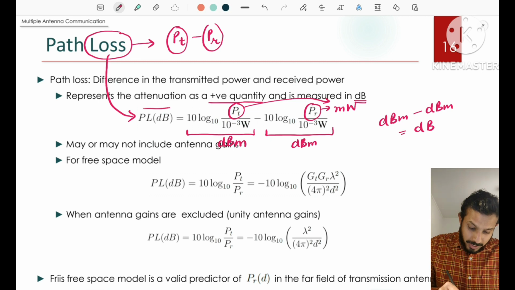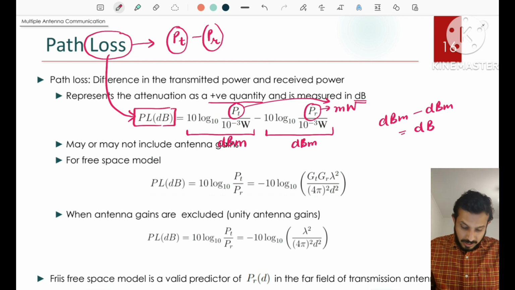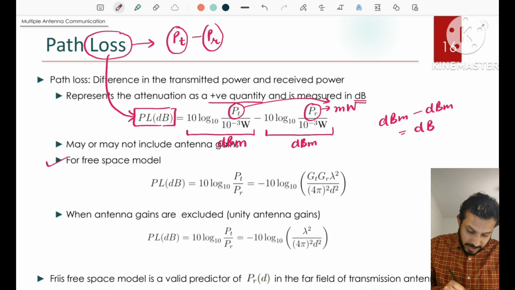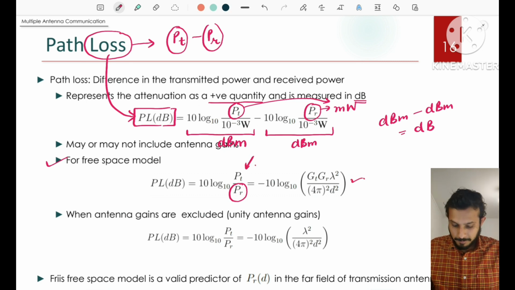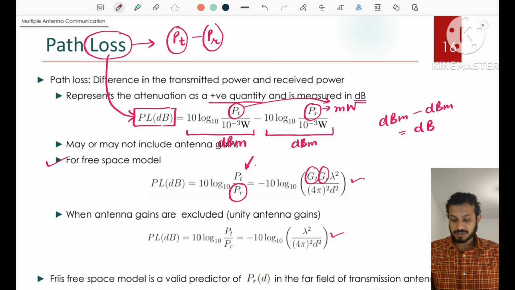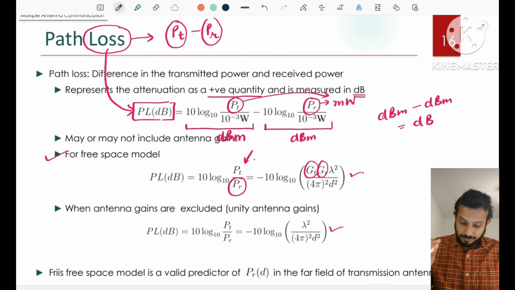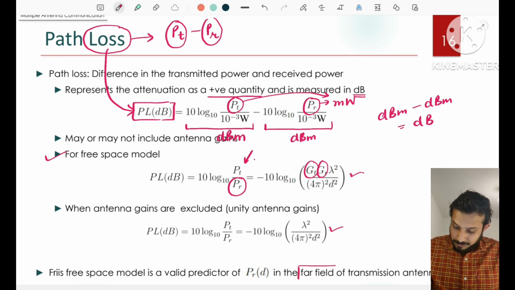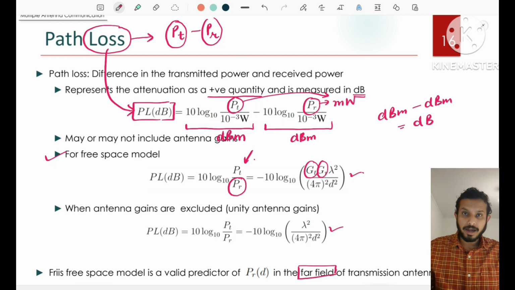So path loss may or may not be a function of antenna power gain. If they are a function of antenna gain for the free space propagation model, we substitute the previous expression of Pr into this path loss expression and we are left with this. And if the gains are excluded, we assume unity antenna gain, then we are left with this expression. This free space propagation model is a valid predictor of the received power at a distance d in the far field of the transmission antenna. Far field means that we are far from the transmission antenna.